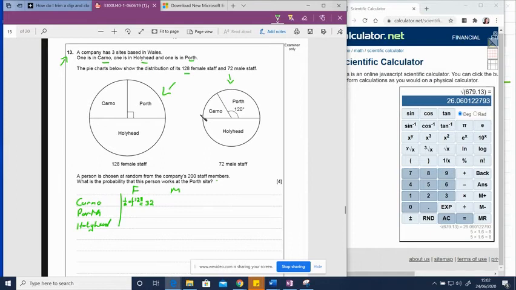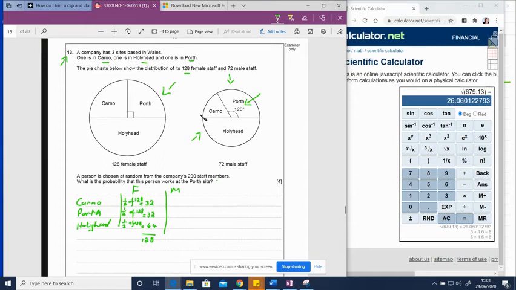The number of females at Porth is again a quarter, because it's a quarter of the pie chart. So a quarter of 128, which is equal to 32. The number of females at Holyhead is half of the 128, which is 64. And as a check, if I add those 3 numbers together, they come to 128, which is the number of females. If we now go on to the number of males, it's a little more tricky, but the only one I'm really interested in is the number of males at Porth.